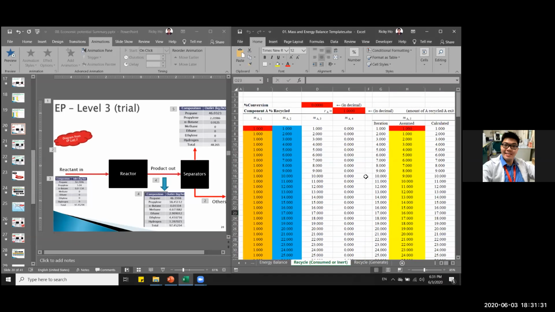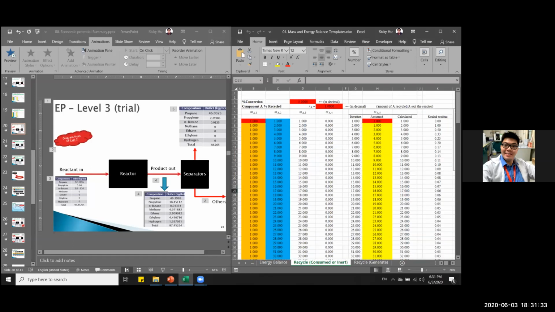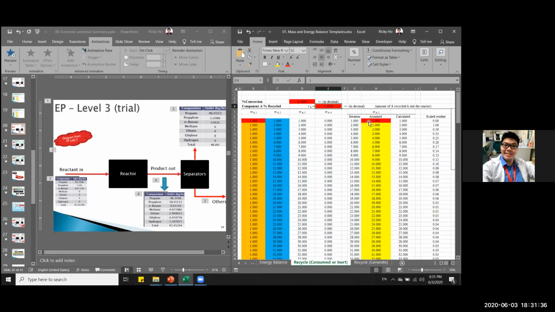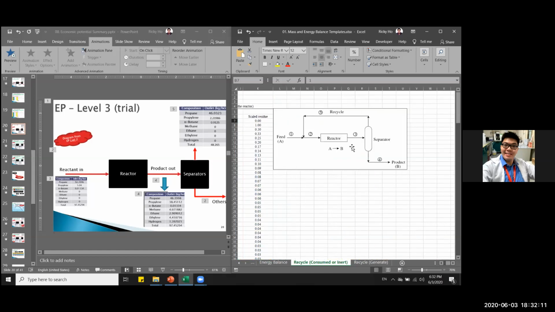Now, in the recycling Excel sheet here, you can see the ones highlighted in red. You only need to edit the ones highlighted in red. The others, you don't need to touch them. The first red highlight is the conversion of your reactant. The second highlight is the amount that is recycled, in percentage. Here is the equation: the amount of A recycled over A exit the reactor. MA1 is basically just the flow rate that's going in, and same with 2, 3, 4, and 5.